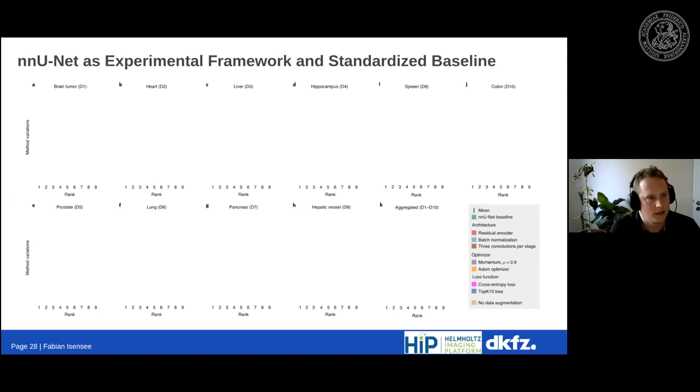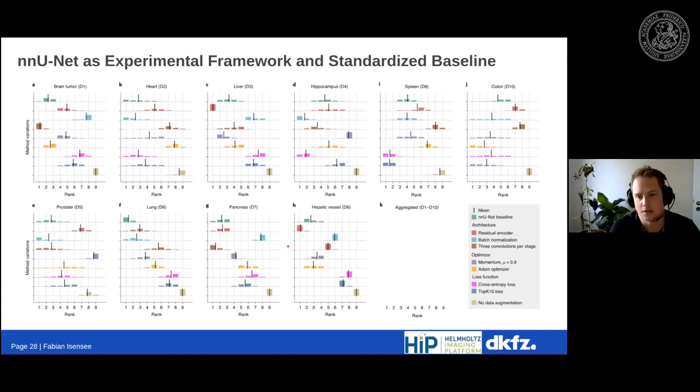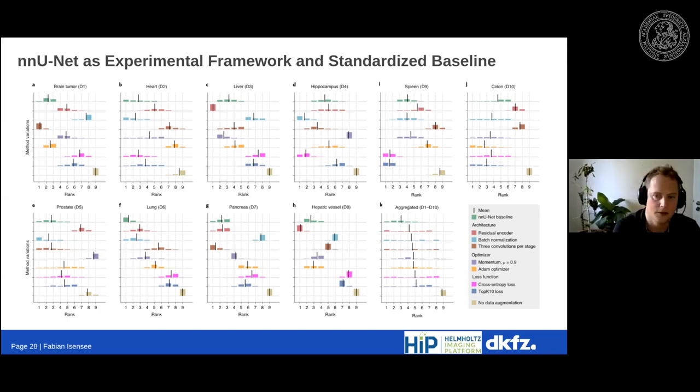to see if you were able to improve upon it. So what we have here is the 10 data sets of the medical segmentation decathlon. And just as a toy example, we have done some modifications to the standard nnU-Net baseline, such as adding residual connections to the encoder of the U-Net, maybe changing the momentum term of the optimizer, maybe using a different loss function, all these kinds of things. And we have applied it to the 10 data sets of the medical segmentation decathlon. And then, using a rank-then-aggregate approach, we can get a global ranking over these 10 data sets. And there we see that, at least in this toy example, the nnU-Net baseline was what performed the best on average.